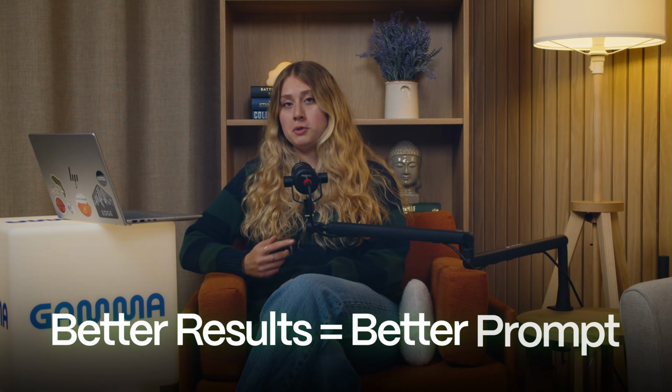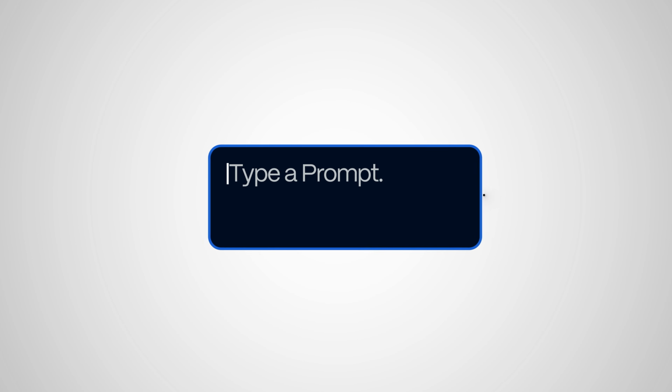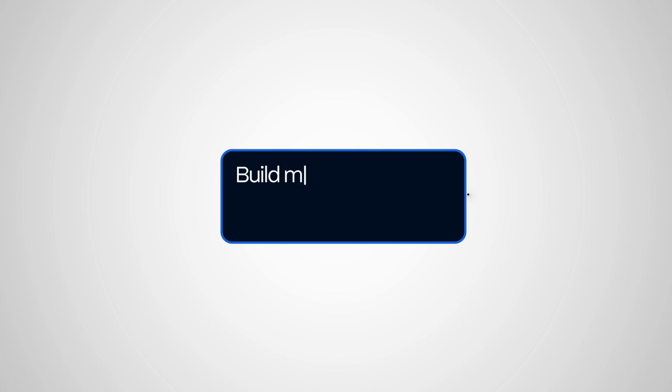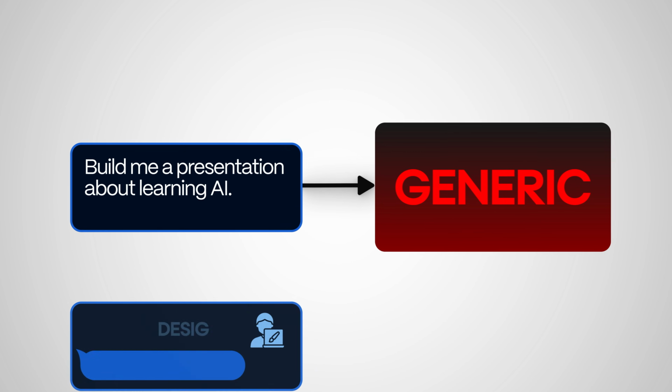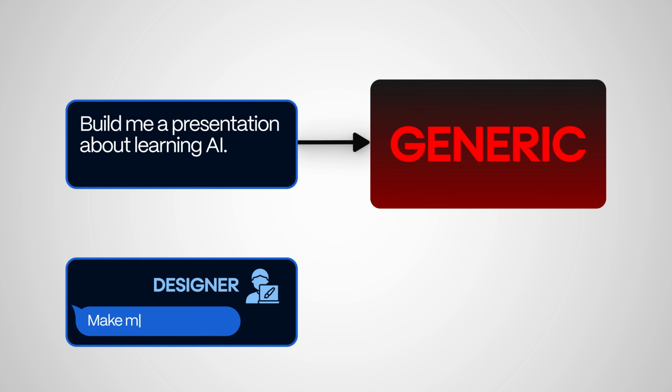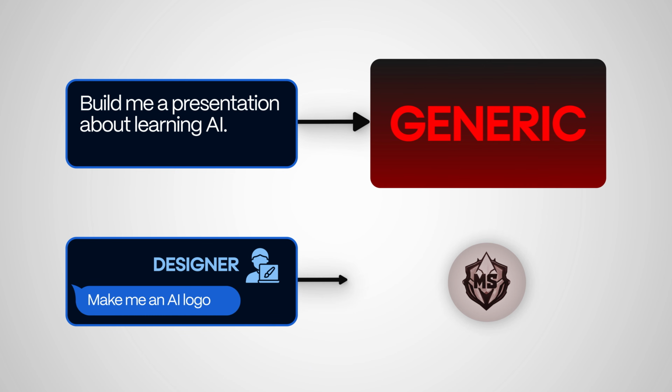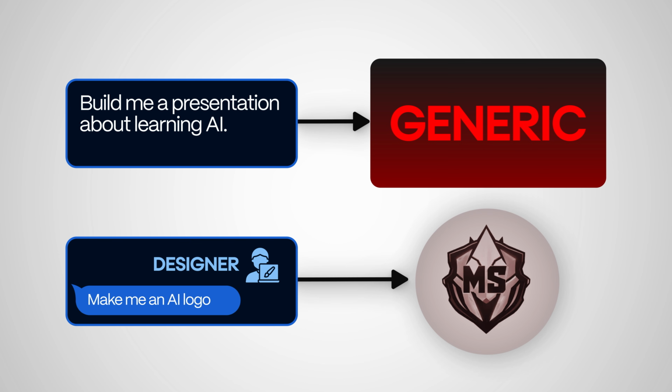But before you write anything, you need to consider something. For every AI tool that exists, the results that you get are equal to how well you communicate with it. So if you type something generic, like build me a presentation about learning AI, you'll get a generic presentation. It's like if you walked up to a designer and said, make me an AI logo. You'll get a logo, but probably not the one you wanted.